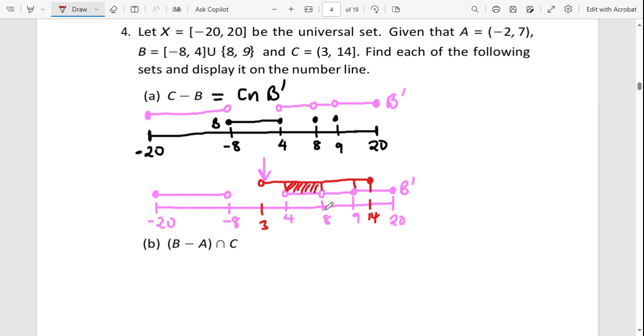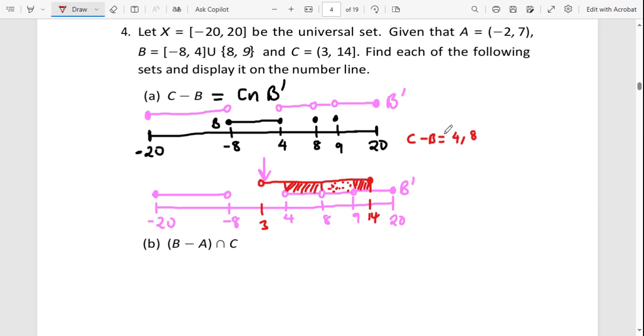We are going to pause at 8. 8 is not part of the intersection because it's not part of B complement. And then we are going to have this. 9 will not be part of the intersection. And then we are going to have this. So the final answer, C minus B, is going to be 4 up to 8.